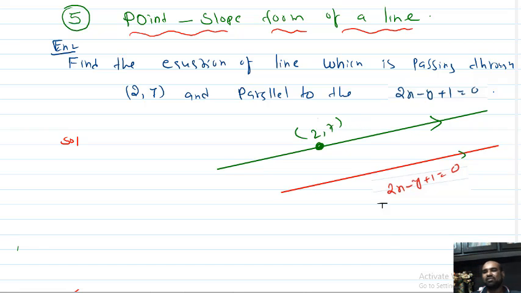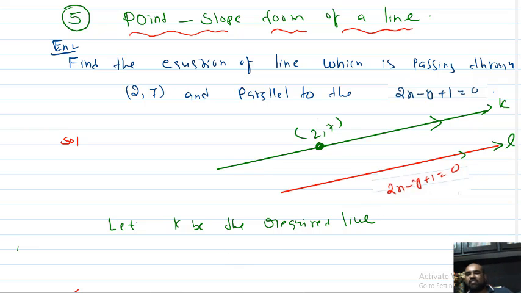So first of all, we need to find the slope of the green line. For that, first you need to find the slope of the red line. Okay, I can write the red line as L. This line is K, the required line. I will write: let K be the required line. What is the slope of L? You need to convert to the form y equal to mx plus c, or minus x coefficient by y coefficient, that is 2. The slope of the line L is 2.